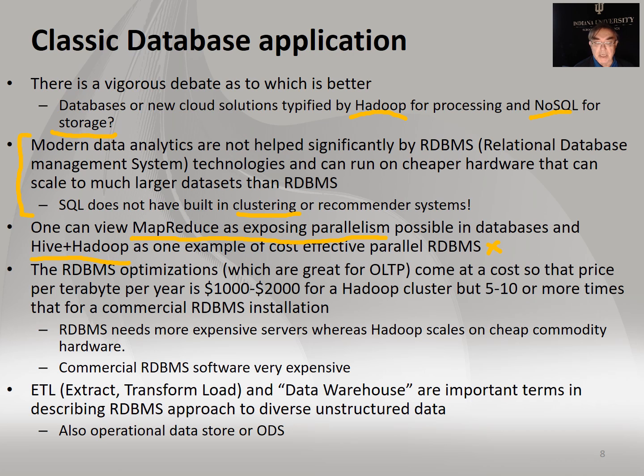There are various numbers out about the cost impact of these different optimizations. If you look at the price of a database per year, it's meant to be for a terabyte of data about $1,000 or so for a Hadoop cluster, but 5 or even 5 to 50 times more than that for commercial relational databases. Relational databases, as they don't scale so well in distributed memory parallelism, often need larger, more expensive servers, whereas Hadoop scales on commodity, cheap systems.